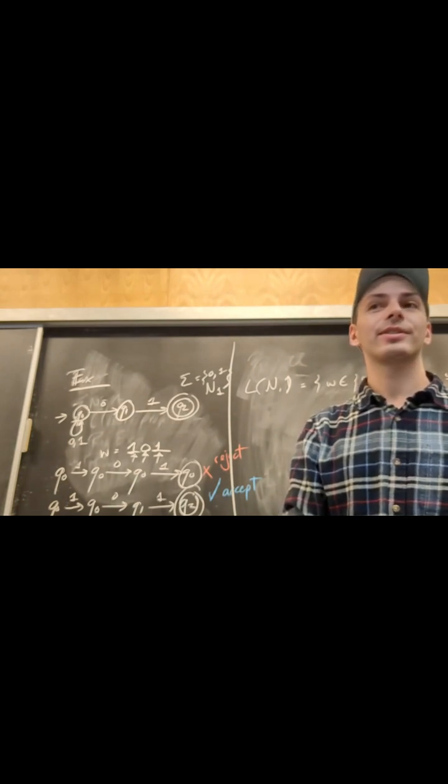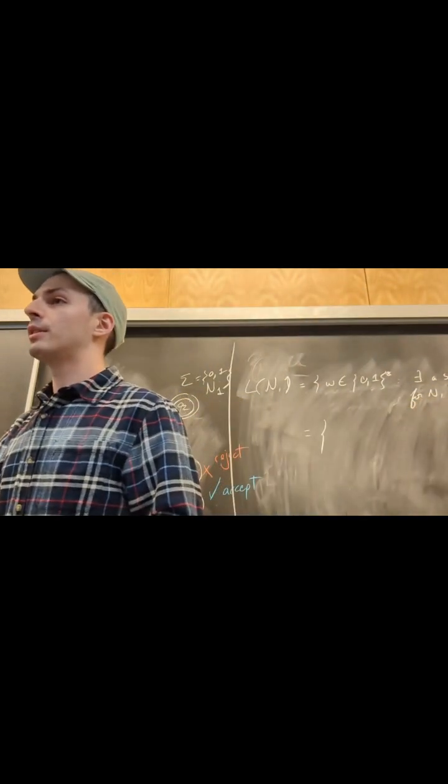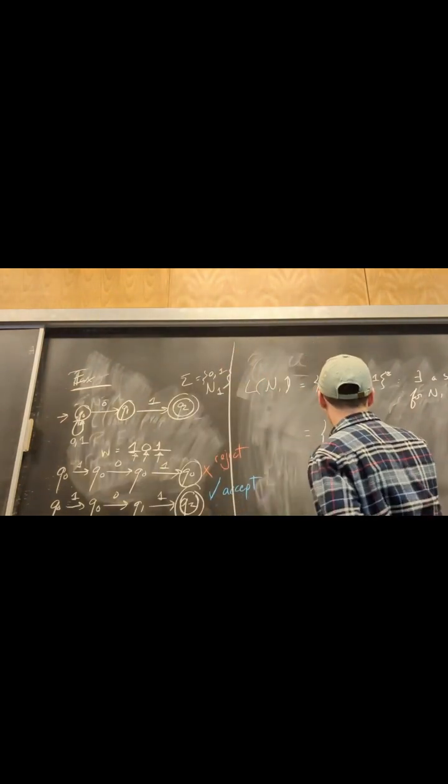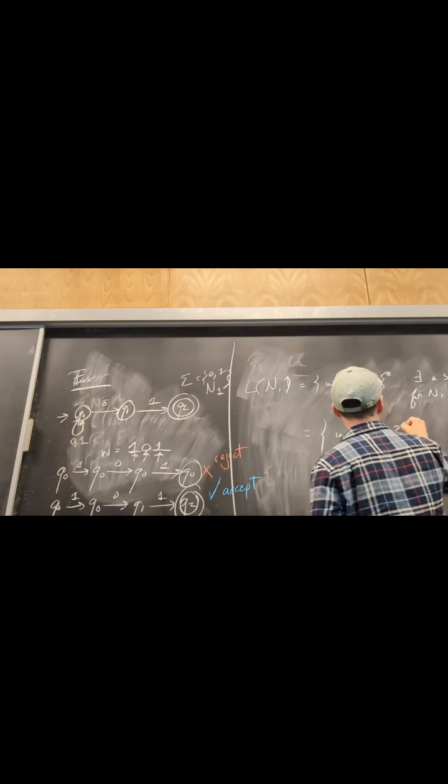Any ideas? Yep. What's your name, sorry? Dav? Any string that finishes with 0. Any string that, very good, yes. Okay, great. So W1 is 0 star, such that W ends with 0, 1.